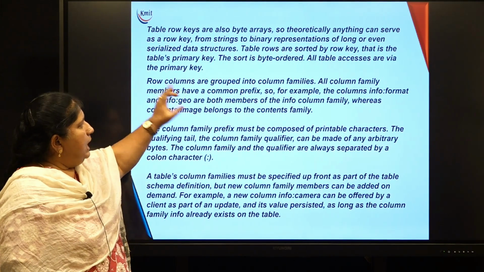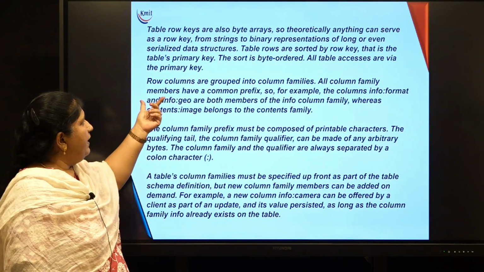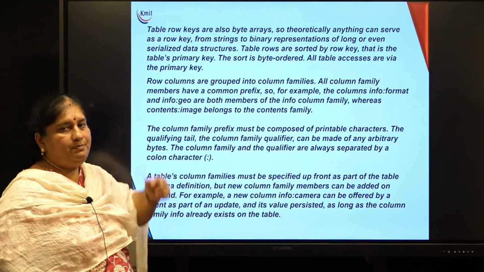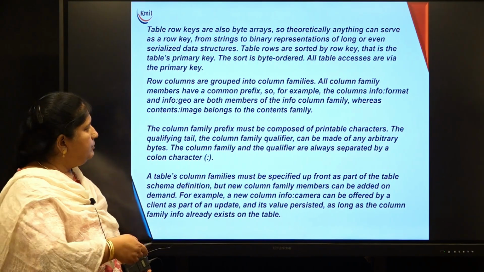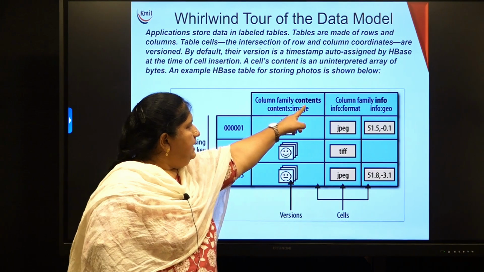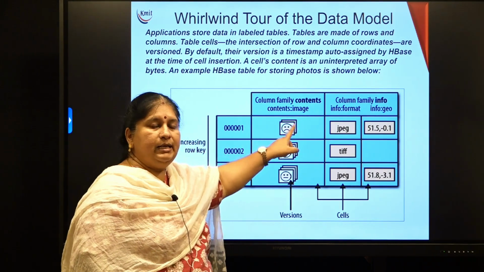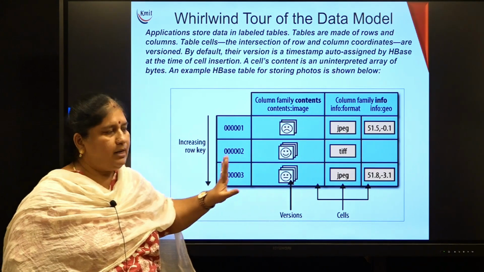Row columns are grouped into column families. All column family members have a common prefix. Let me talk about this one. What is the column family name? Contents. Who is the member of contents? Image is a content, right?